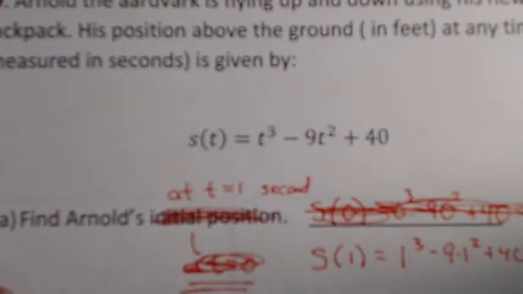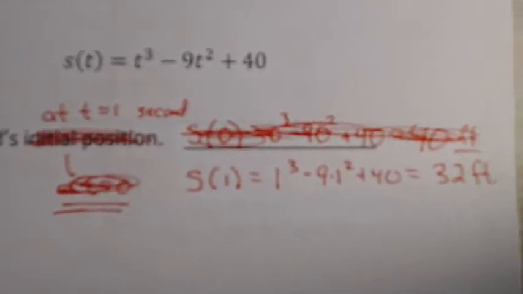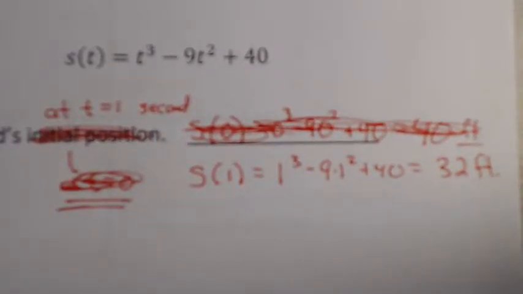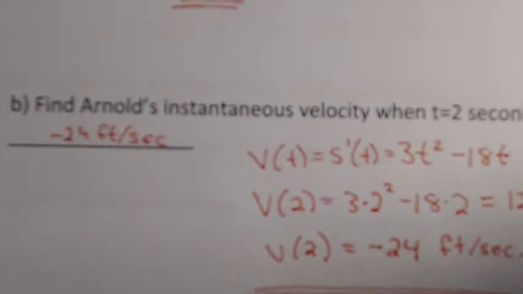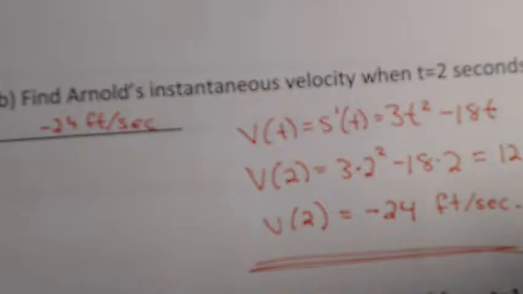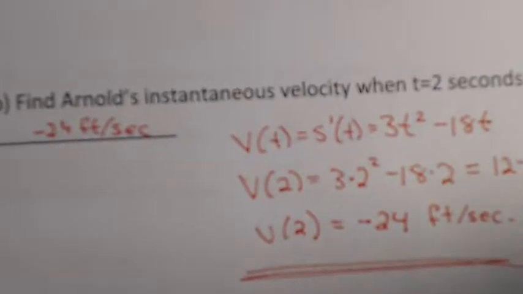Okay. So this just means plugging a 1 into the position function. And so what we get is 1 cubed minus 9 times 1 squared plus 40 is 32 feet. The position function tells us where we are, in this case how high we are above the ground at any time t. Okay, the second question says find Arnold's instantaneous velocity when t equals 2 seconds.